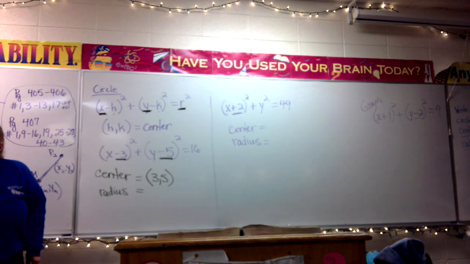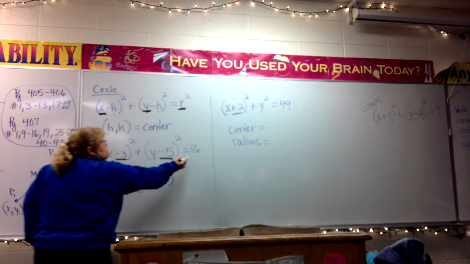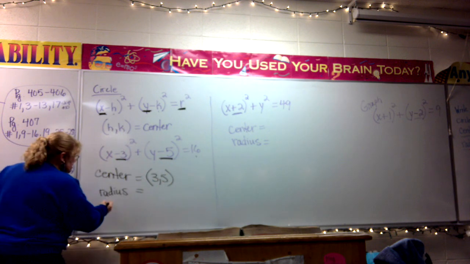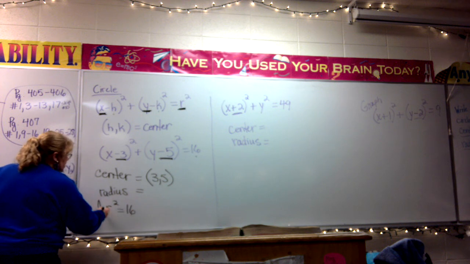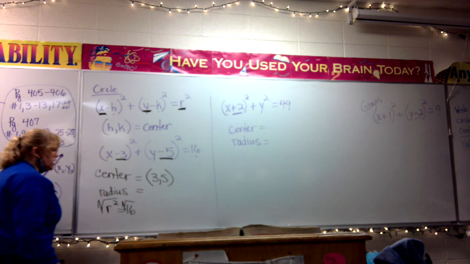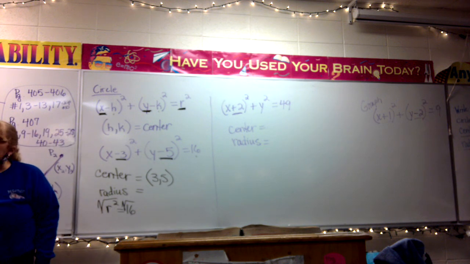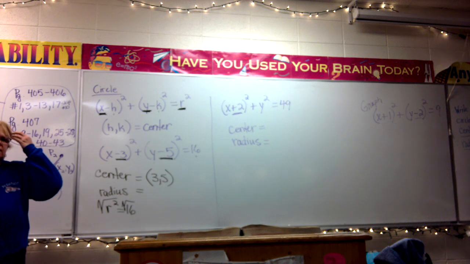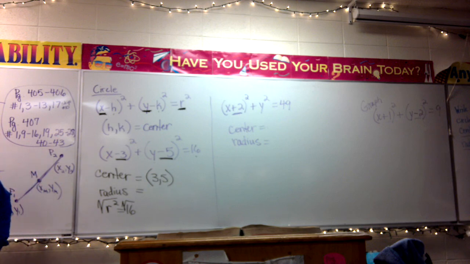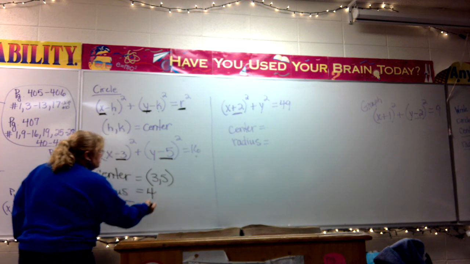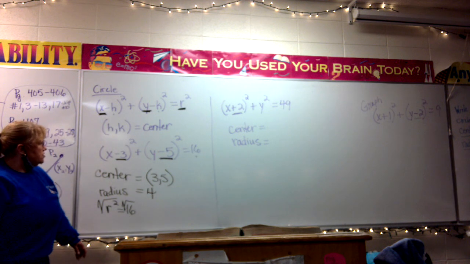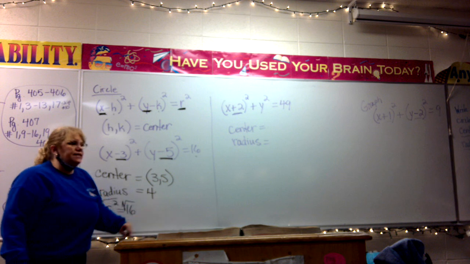And what's the radius? Well, over here, this represents r squared. So r squared is 16. What does that mean the radius is? Positive and negative 4? No, positive. It's a circle. We're talking about the radius, Presley. Positive 4, right? You can't have a circle with a negative. So in this case, we only want the positive root. So center (3, 5), the radius is 4.